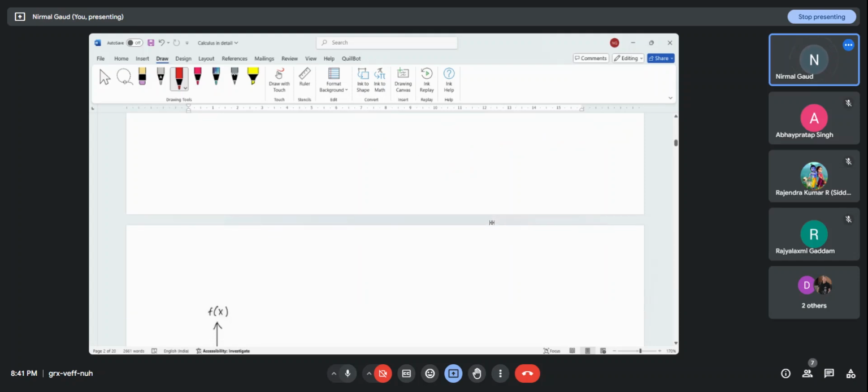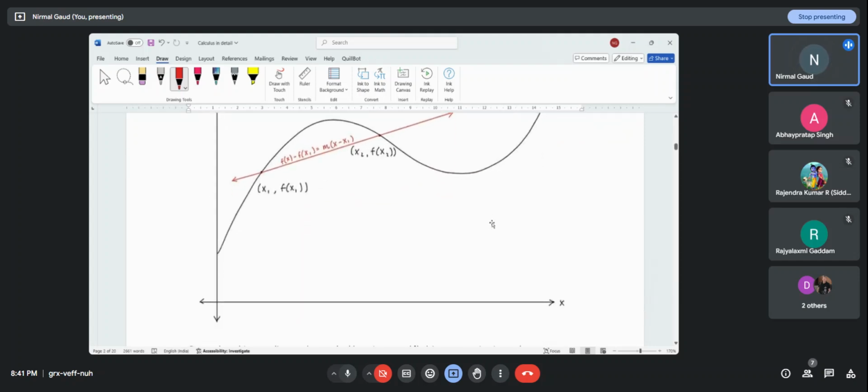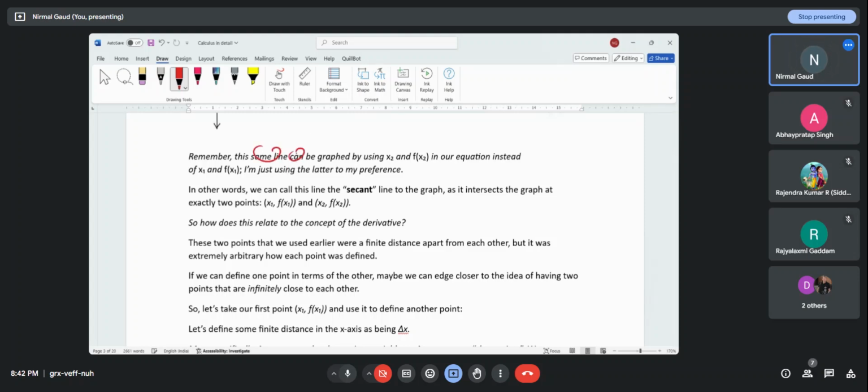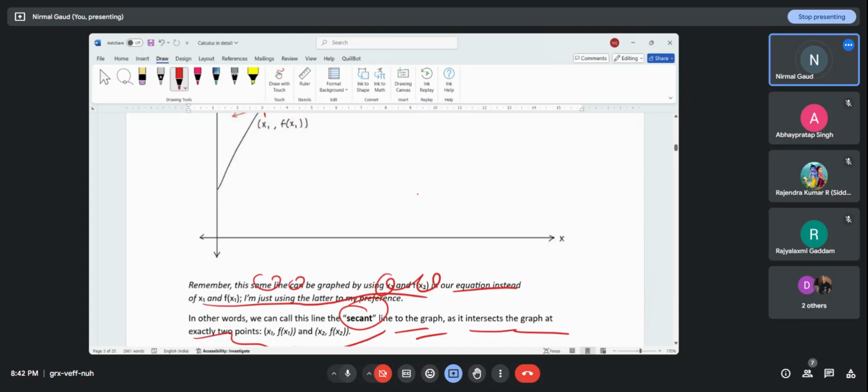So if this is the case, we are representing this line by this particular equation. And this line can be graphed using these two coordinates. That's what we have made. We call it a secant line in the graph. It intersects the graph at exactly these two points. If I make a line which passes through these two points, it's called a secant line.